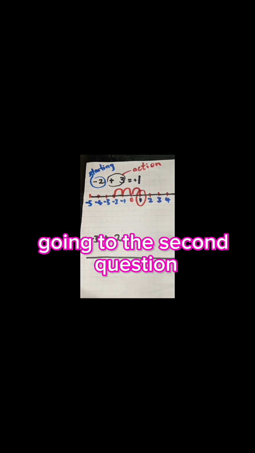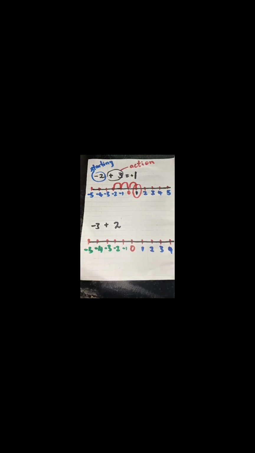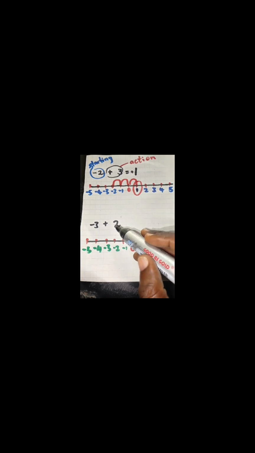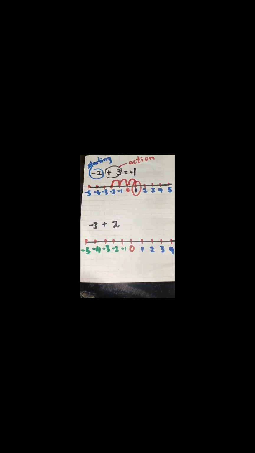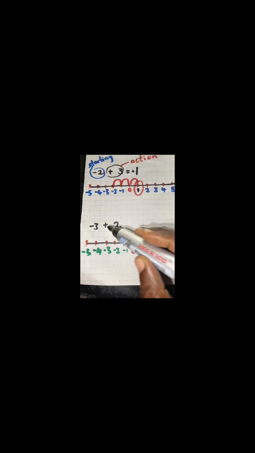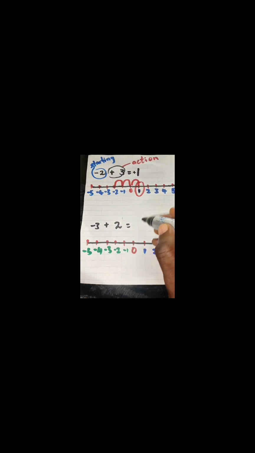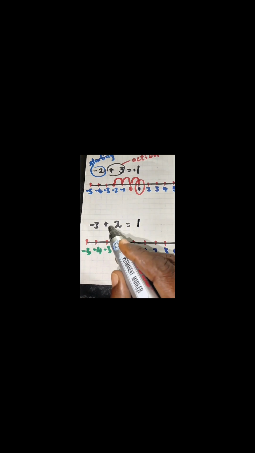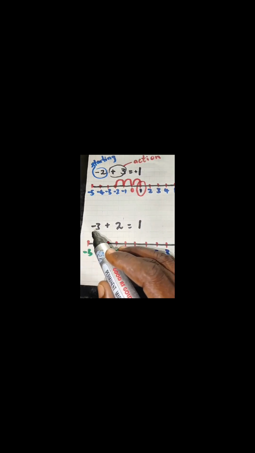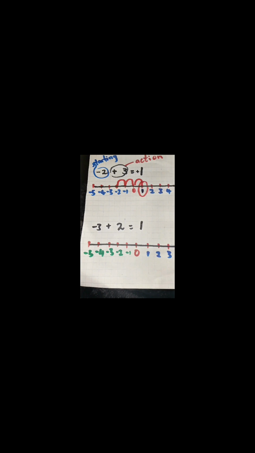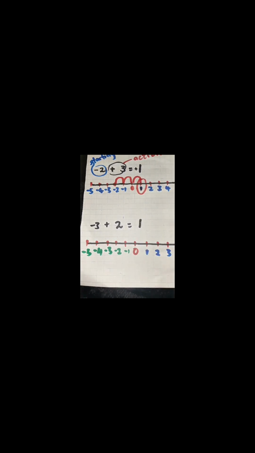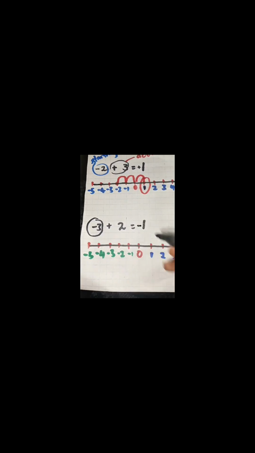Going to the second question. Without using the number line, the rule says that when one is minus and one is plus, you still subtract. When you just have a minus and a plus, you have to subtract. So 3 minus 2 is going to give us 1. Don't bother that you're seeing a plus here. As long as one is having a minus, you still have to subtract. So 3 minus 2 is 1. The only thing that makes the difference is that your sign is going to be a minus. Why? Because the bigger number is the one having the minus. So the minus wins here. So you can see that it's -1 here.